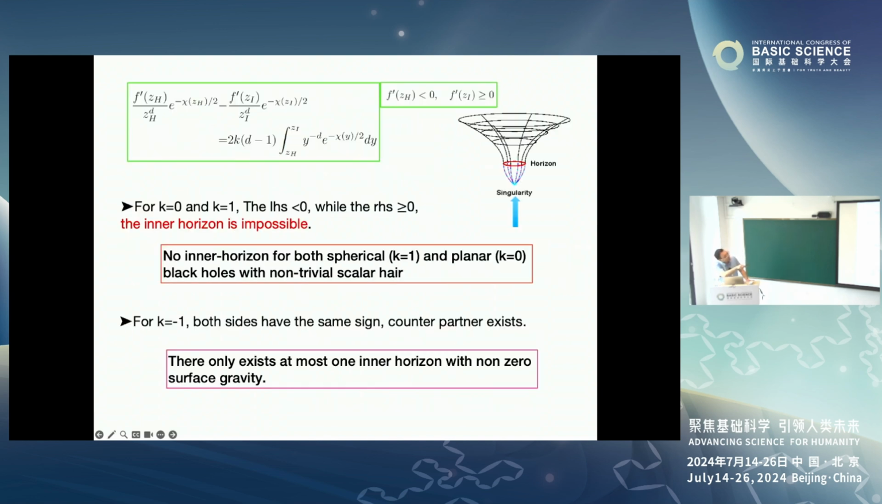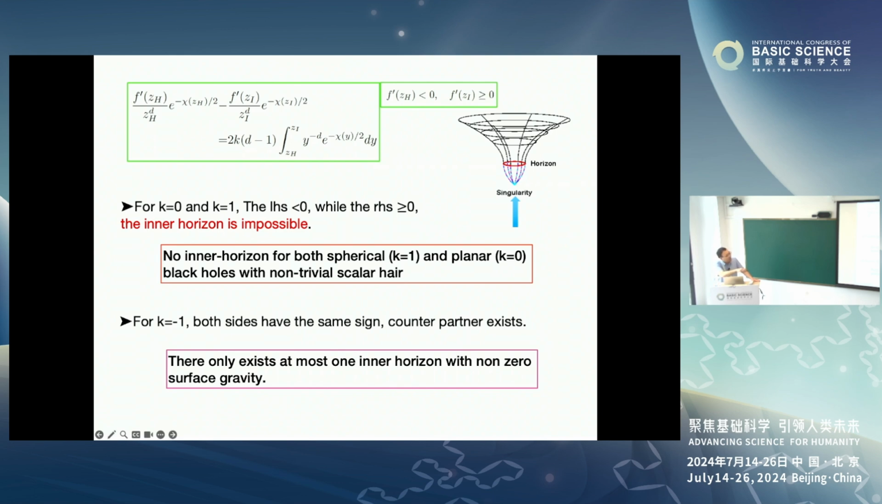Let's look at this one carefully. On the right-hand side, as we know this feature, this combination should be negative, correct? But on this side, for k equals 1 or k equals 0, this one cannot be negative. That means in the non-hyperbolic cases, k equals 0, the planar, and k equals 1, the spherical case, there should be no inner horizon. So you can show there should be no inner horizon for both spherical and planar black holes with non-trivial scalar hair. So this is the general idea.